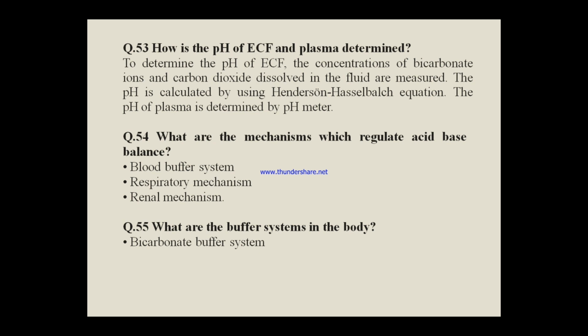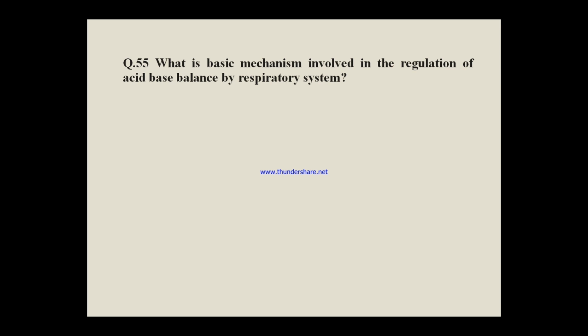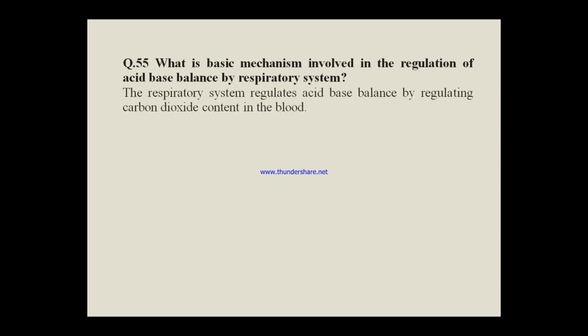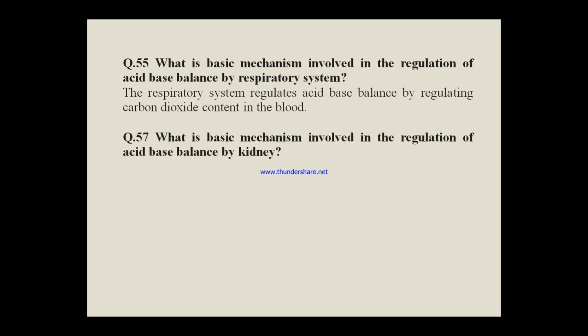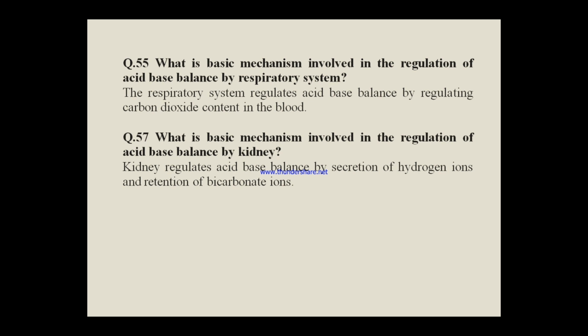What are the buffer systems in the body? First is bicarbonate buffer system. Second, phosphate buffer system. Third, protein buffer system. Do you know what is the basic mechanism involved in the regulation of acid-base balance by respiratory system? The respiratory system regulates acid-base balance by regulating carbon dioxide content in the blood. What is the basic mechanism involved in the regulation of acid-base balance by kidney? Kidney regulates acid-base balance by secretion of hydrogen ions and retention of bicarbonate ions.